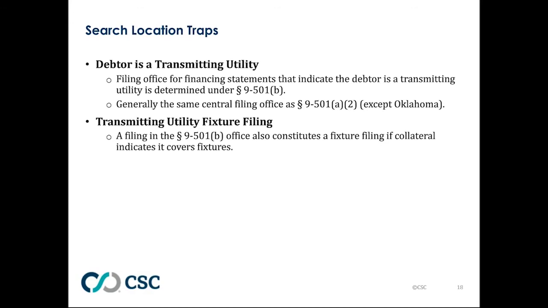Remember that under governing law, a financing statement filed as a fixture filing is filed in the location of the collateral, in other words, of the fixtures. So if you have a transmitting utility that's formed in Delaware, obviously Delaware is going to be the place to file to cover accounts and inventory and equipment. But if it has fixtures scattered in several states, it would be necessary to search the central filing office of each of those states to find any fixture filings against that transmitting utility, not just the state where it's located.